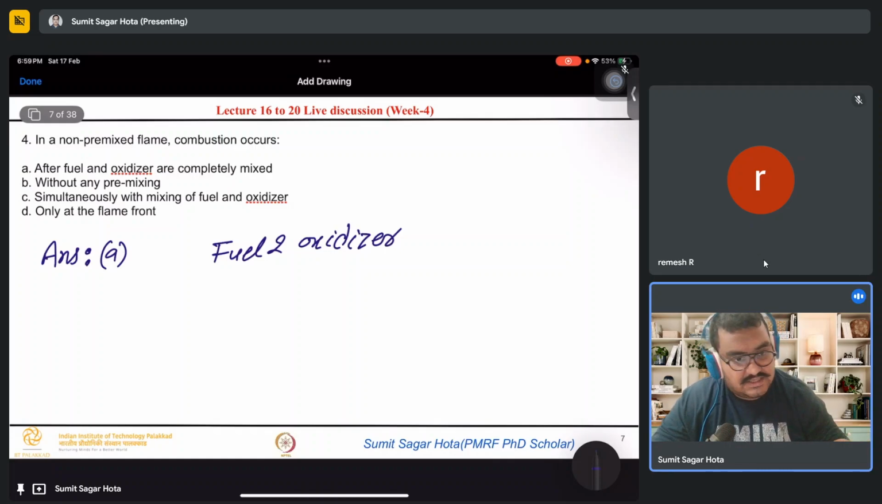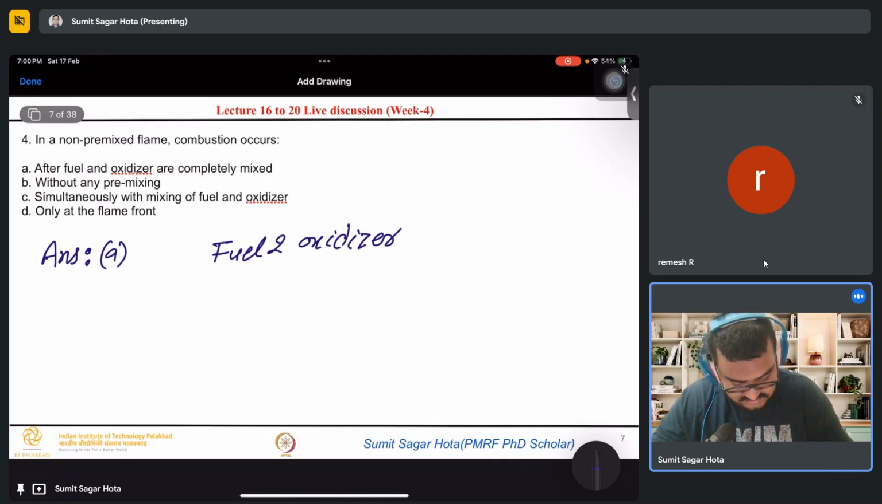That means there is no use of spark, no combustion occurs. When the fuel and the oxidizer are completely mixed, only then you have to supply the spark so that combustion occurs in the diffusion flame. That is the difficulty in a non-premixed flame as compared to a premixed flame. In premixed, everything is already mixed, and because of the spark it is directly ignited. So modeling the non-premixed flame is difficult as compared to the premixed flame.